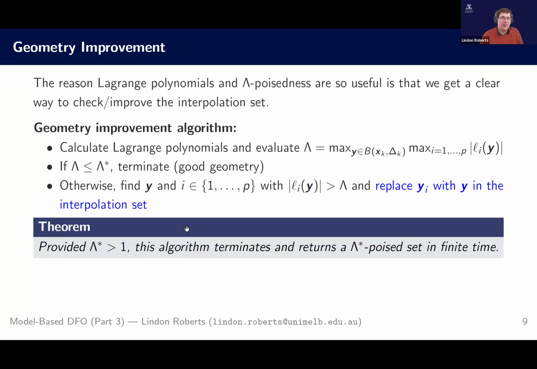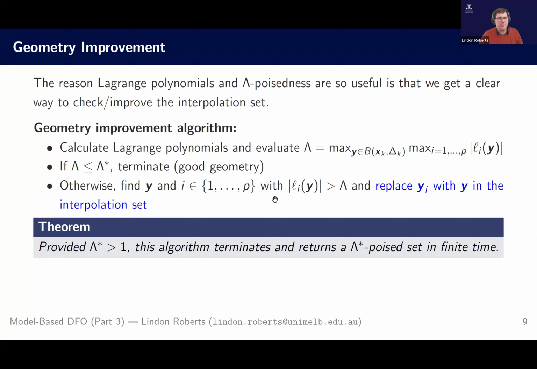And there's a useful result that says this works, essentially. This terminates in finite time. Clearly, if it terminates, it produces a lambda star poised set. That's the definition of the termination condition. So the main part of the theorem is proving that it does in fact terminate in finite time for any value of lambda star strictly bigger than 1 and for any starting interpolation set. And that is a theorem that you can prove.